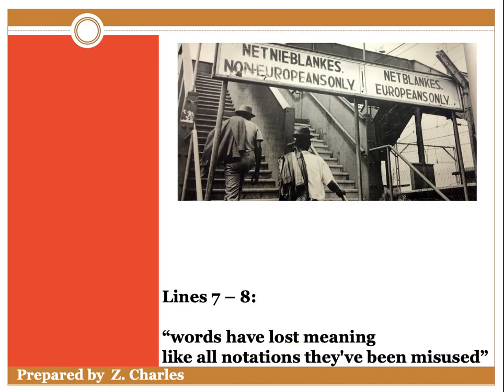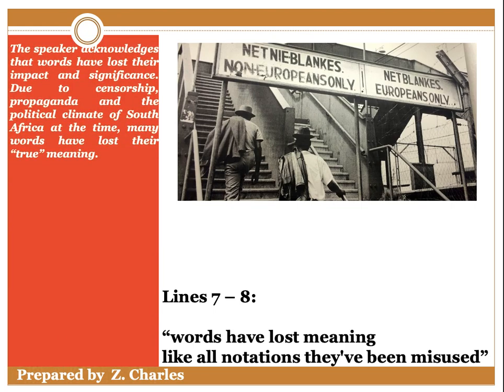So, words have lost meaning, like all notations, they've been misused. So why is it weird? It's difficult for people to communicate with each other because apartheid had caused words to lose their meaning, like all notations have been misused. Check the picture there and let's start to make sense of what's going on. The speaker acknowledges that words have lost their impact and significance due to censorship or propaganda and the political climate of South Africa at the time. Many words had lost their true meaning.